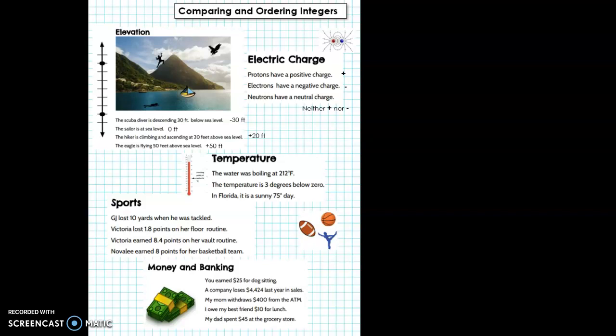Next, we have temperature. Water boiling is a positive 212 degrees Fahrenheit, where a below 0 temperature is going to be shown in negative, so -3 degrees Fahrenheit. And in Florida, during a sunny day, it would be a positive 75 degrees Fahrenheit. We also show integers when we're dealing with sports.